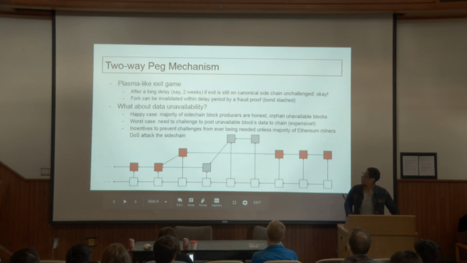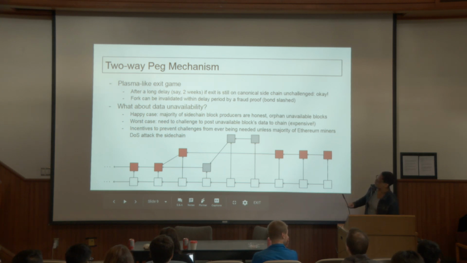So if you take anything away from the slide, it's this one right here. The white blocks are the main chain, so consider Ethereum. The red blocks are the canonical chain, and the gray ones are the orphaned blocks.